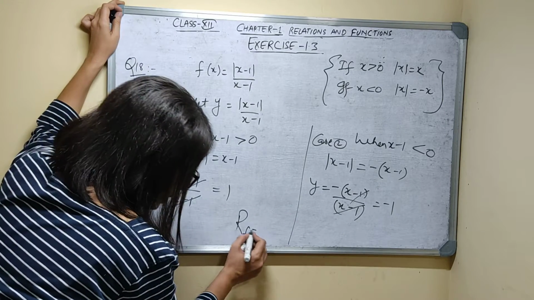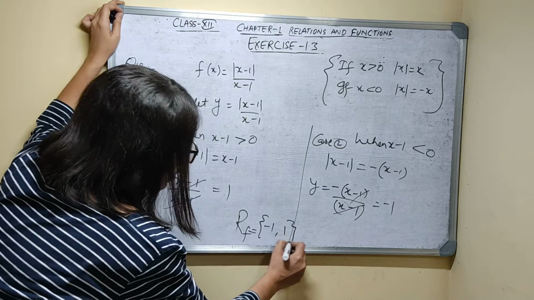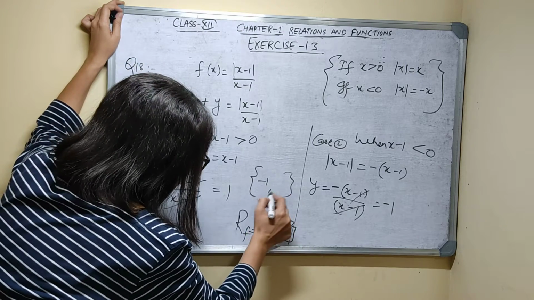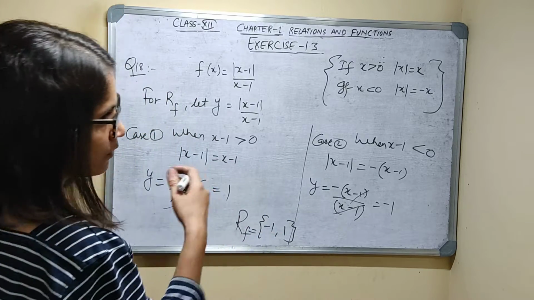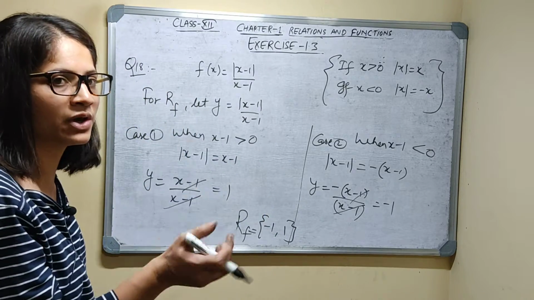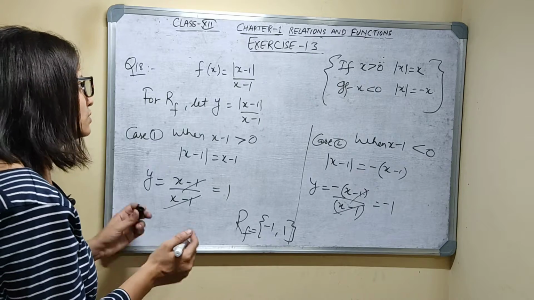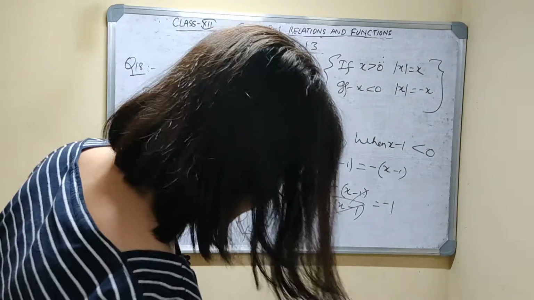So the range of the function is {−1, 1}. Only two values you are getting. It is not from −1 to 1; only −1 and 1 are included. Only two values, −1 and 1. So this is the range of the function. Now question number 19.